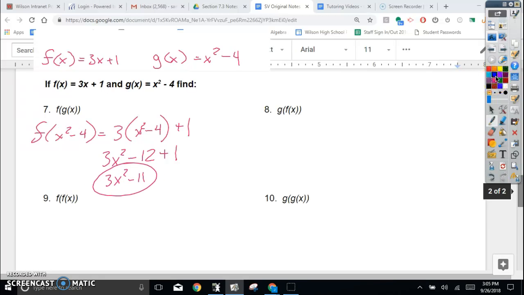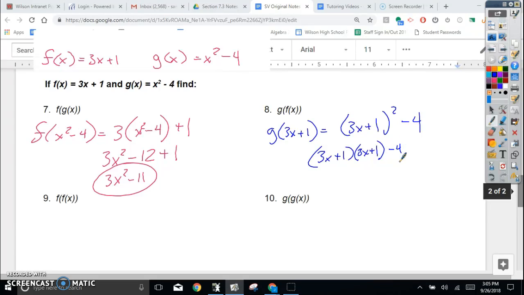And number 8, remember, pull out the f of x. That will be 3x plus 1 now. Here comes my g, blank squared minus 4. And my blank, 3x plus 1. So it looks like we have 3x plus 1 times 3x plus 1 minus 4. So that's 9x squared plus 3x plus 3x plus 1 minus 4, which will give us 9x squared plus 6x minus 3.